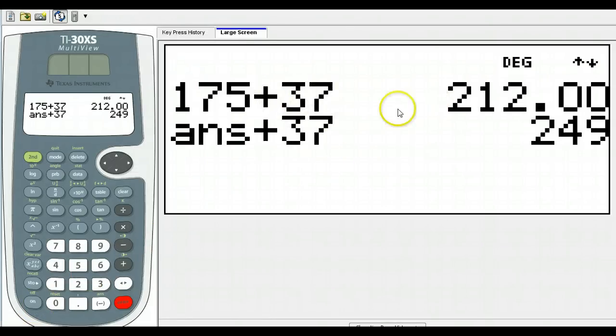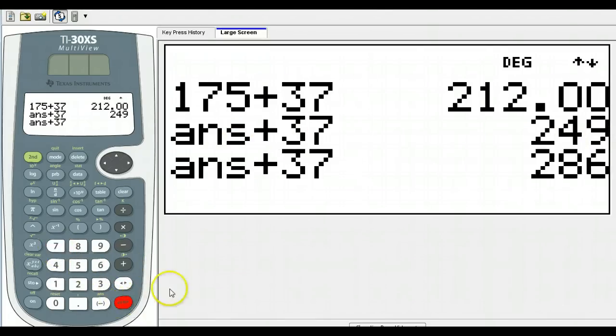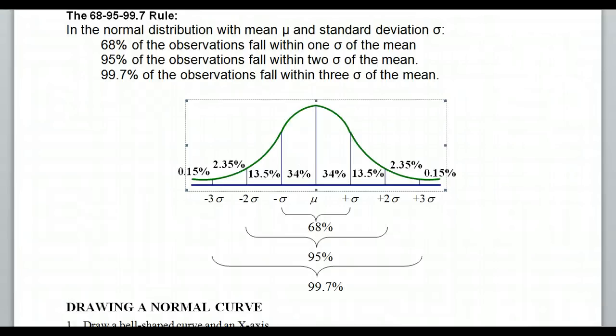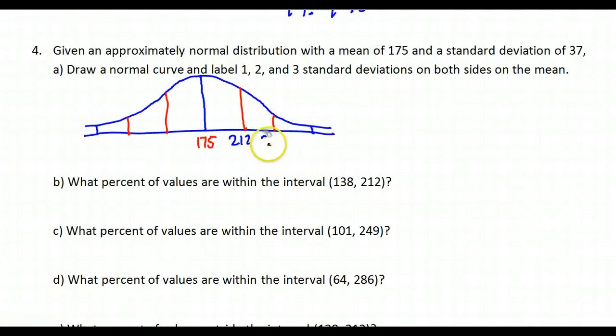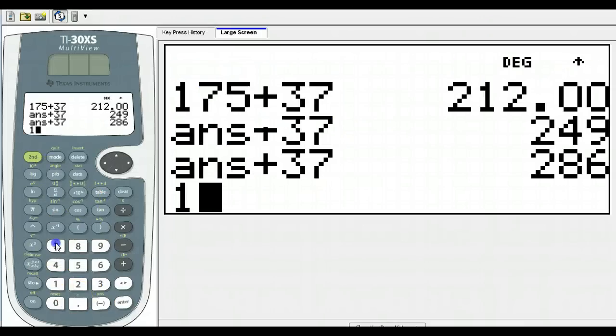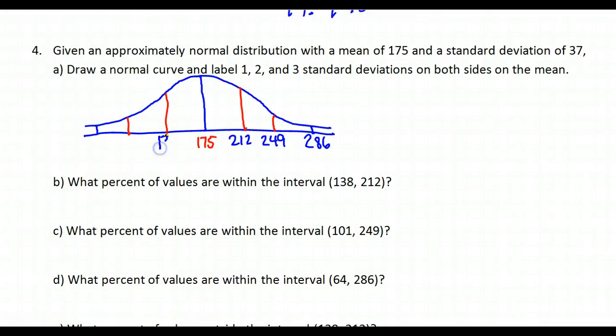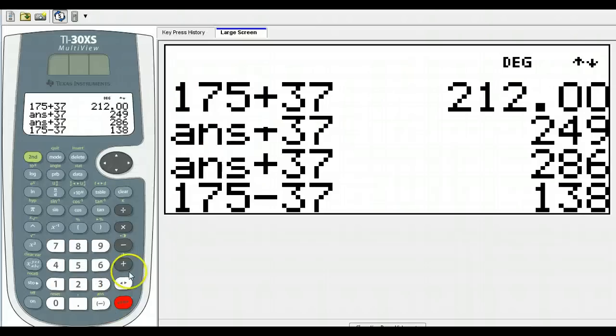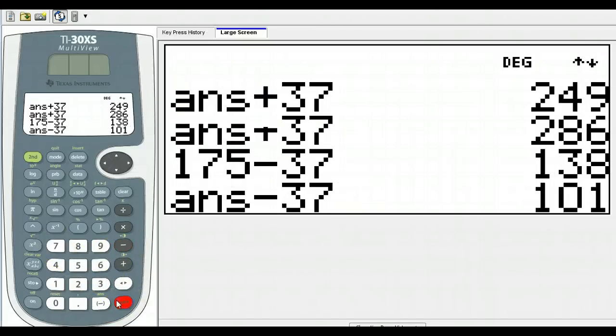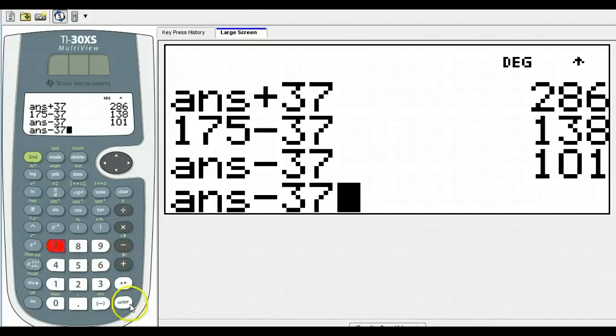Notice once I've done the addition once, I can just hit plus 37 and it gives me the next one. Watch, I'll do it again. Plus 37, and it just adds up from there. So 249, 286. And then, all right, 175 minus 37. So I've got the 138. And now I can just go minus 37. Minus 37. So I've got 101 and 64.